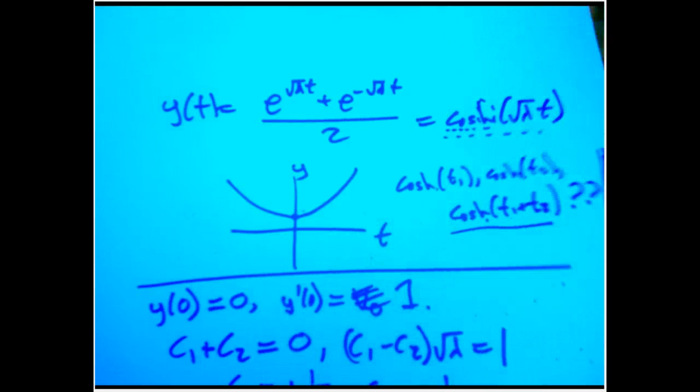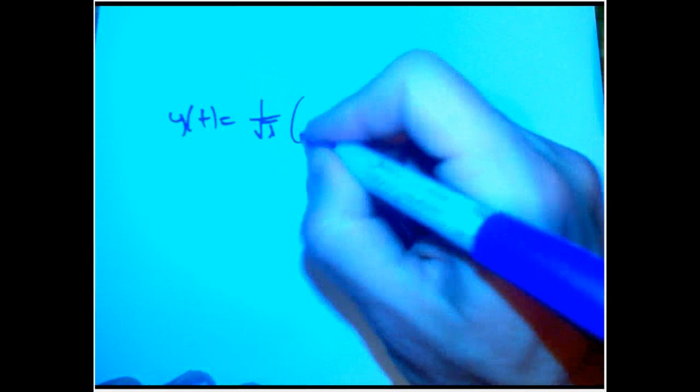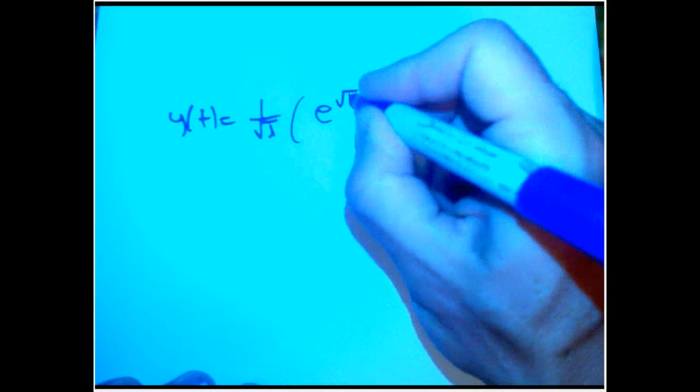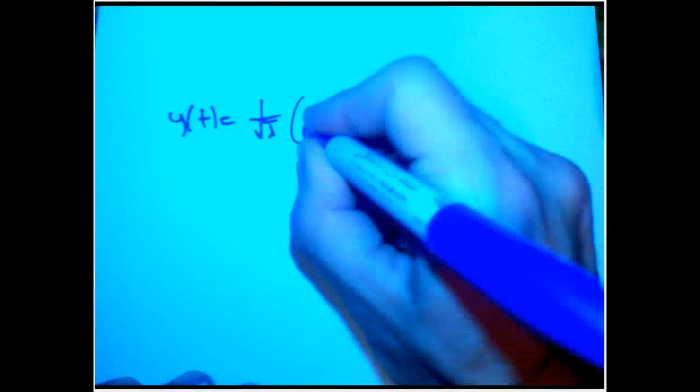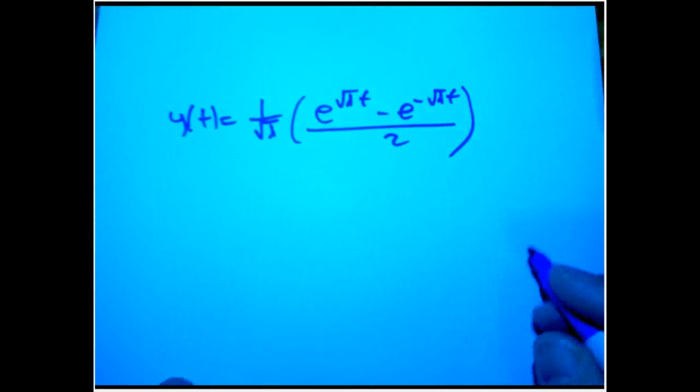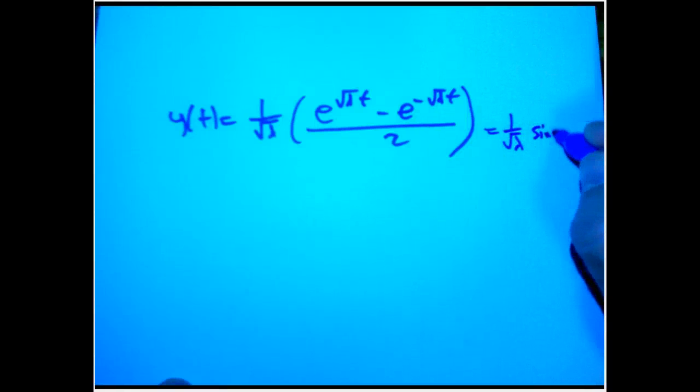So let's summarize it with a little bit better handwriting. I keep marking up just the same piece of paper over and over again with the bleed through. So we get y of t. I'm going to put the 1 over root lambda in front because it's not in the official definition of what's called the hyperbolic sine function. That's 1 over root lambda times the hyperbolic sine of root lambda t.